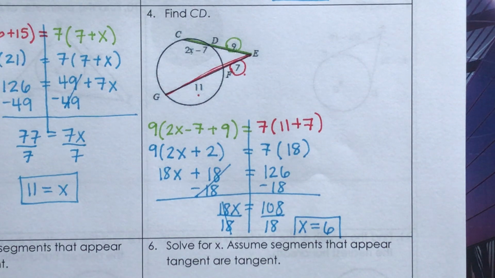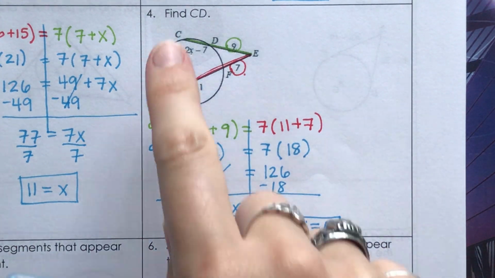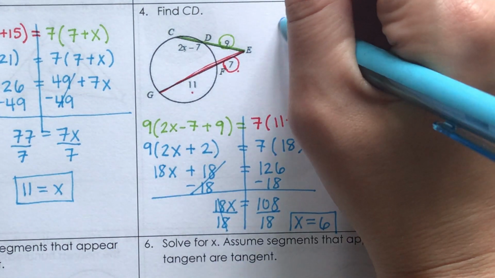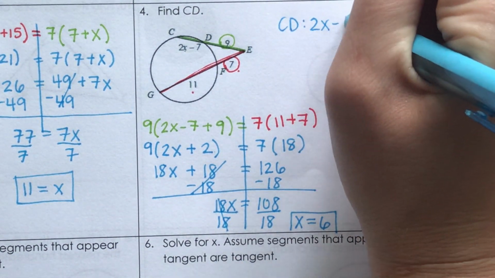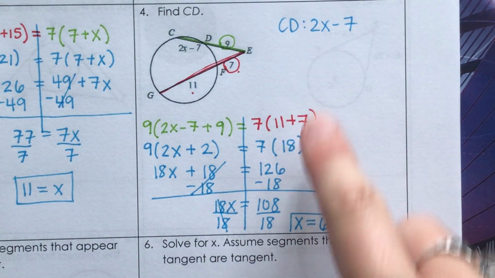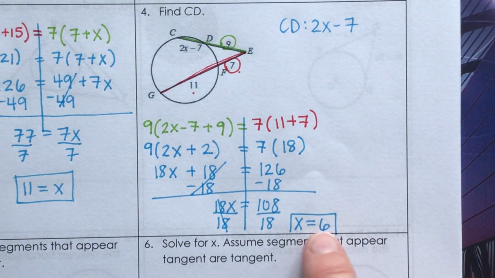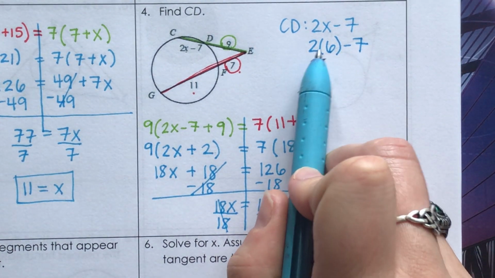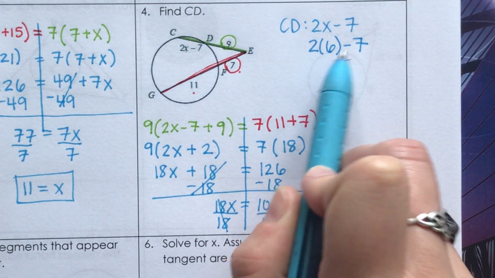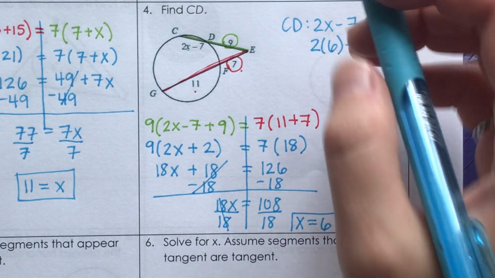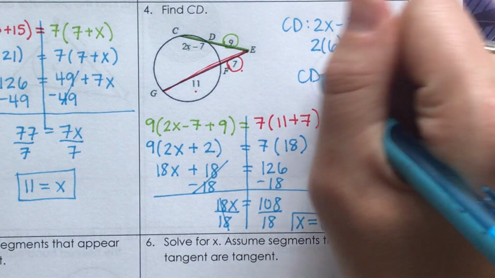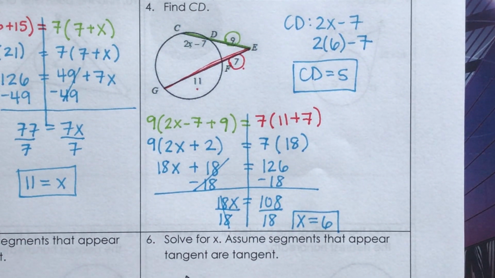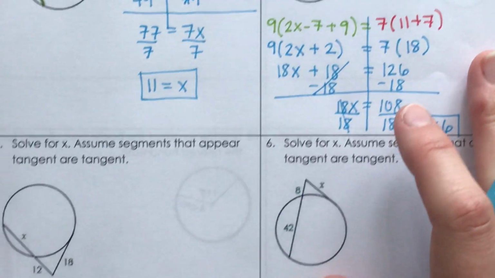Now that's great, but the question asked me to find CD. So here's C to D, it's 2x minus 7. I'm going to substitute in for x, the x that I solved for, which is 6. So I'm going to do 2 times 6 minus 7. So 2 times 6 is 12. 12 minus 7 is, CD is equal to 5. So make sure you're really careful and reading what the question asks you to find.